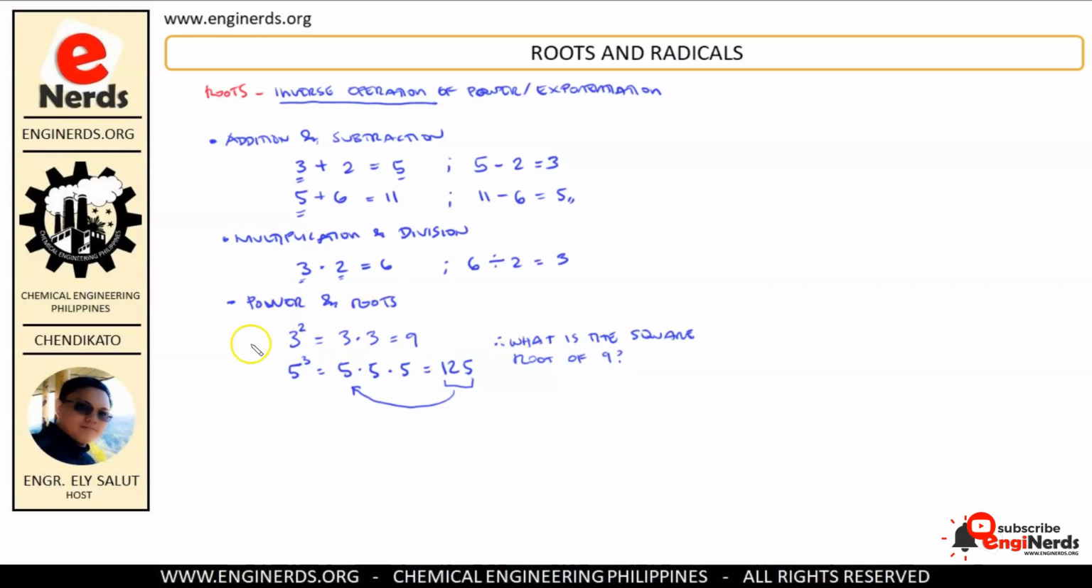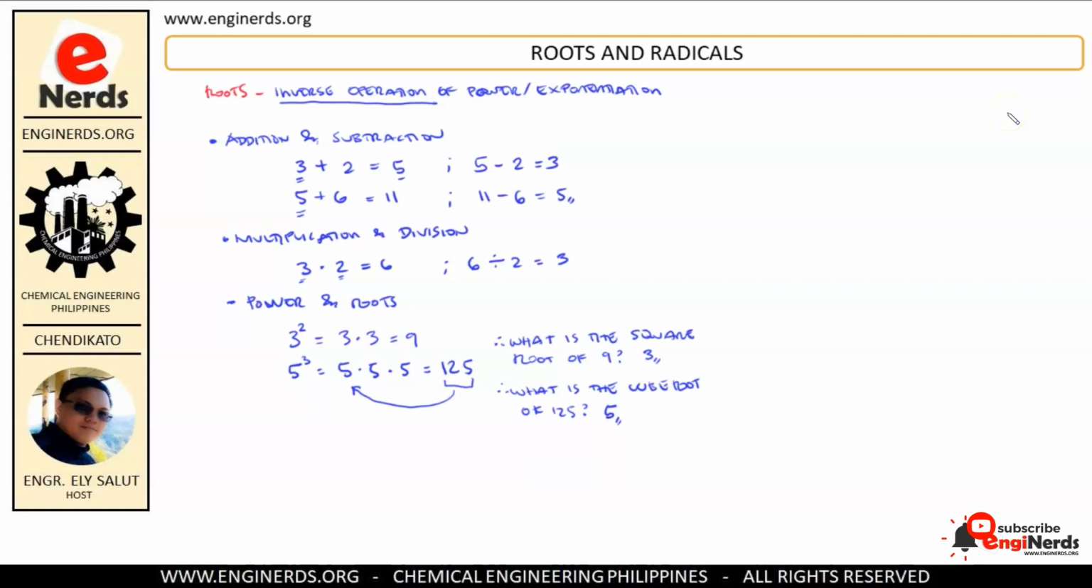And based from this example, you should have the answer, which is 3. Then, sa second problem natin, pwede naman itanong dito is, what is the cube root of 125? And as per our example, the cube root of 125 is 5. Okay, so that's what we mean by inverse operation, no? So, pinapakita lang natin dito how the root function as an inverse operation of powers or exponentiation.